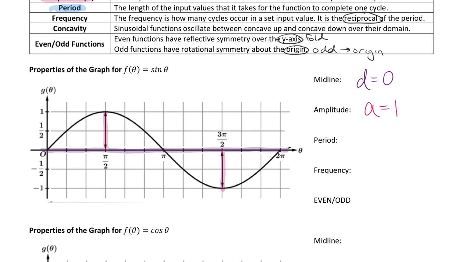We know this one because we've seen it a few times. What is the period of this function? How long does it take for us to go from here to its next starting point? 2 pi. So the period is 2 pi.